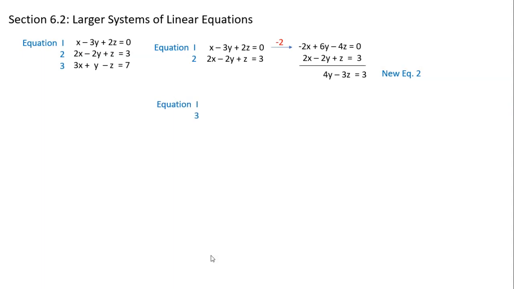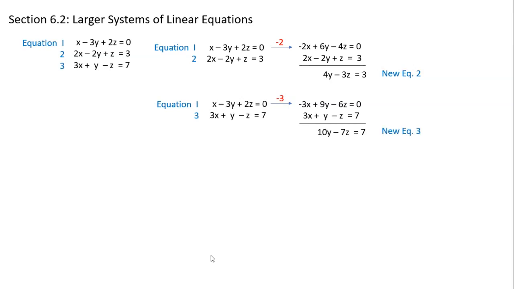Now I'm going to use equations 1 and 3. This is a different pair. So my equation 1 is this, and my equation 3. And I'm going to do the same thing. I want to get rid of my x again. So I'm going to multiply -3 to equation 1. When I do this, I get -3x plus 9y minus 6z equals 0. I'm going to add it to equation 3. And when I do that, you see that my x got eliminated. I get 10y minus 7z equals 7. So this is a new equation.